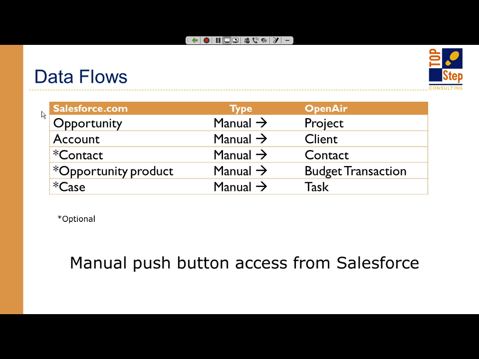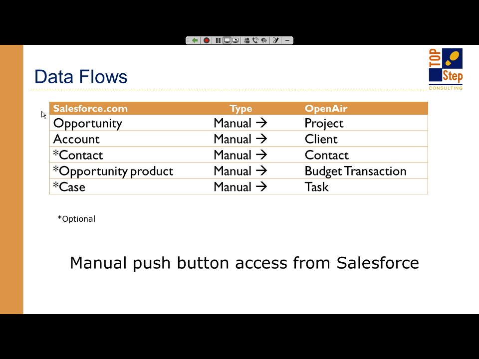The data flows available within the environment include the opportunity object as a manual push to create the OpenAir project. This can also include customization such as controlling the project stage, the project owner, and setting various custom fields associated to OpenAir project tracking and reporting. The account record can be manually pushed as a client into the OpenAir environment or comes along with the opportunity push when the project is created.